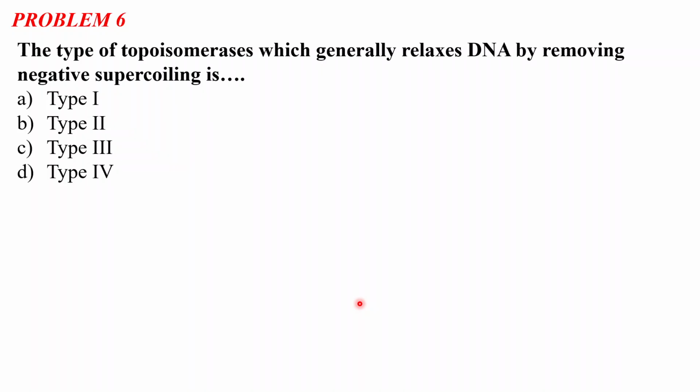The type of topoisomerase which generally relaxes DNA by removing negative supercoiling is type 1, type 2, type 3 or type 4. A, B, C or D. So there are 4 different options. You have to answer in the chat box: A, B, C or D. Which of the following do you think is the correct answer?